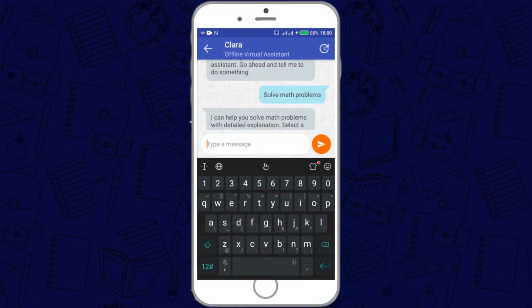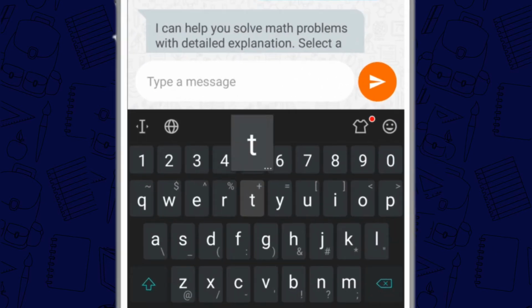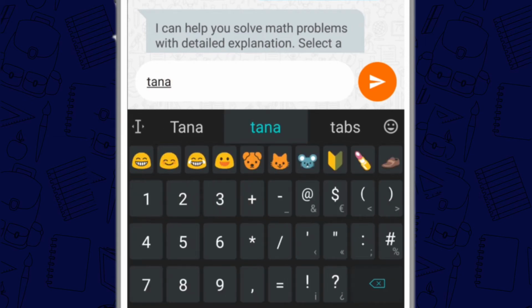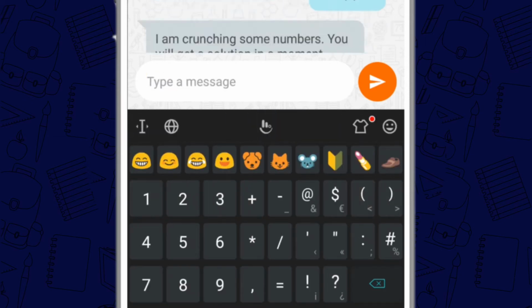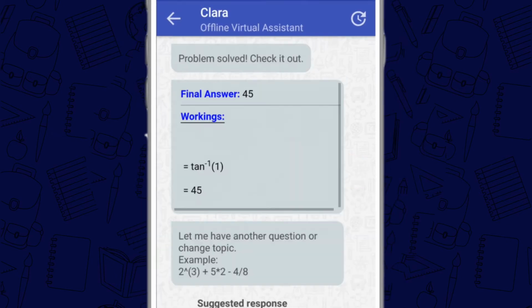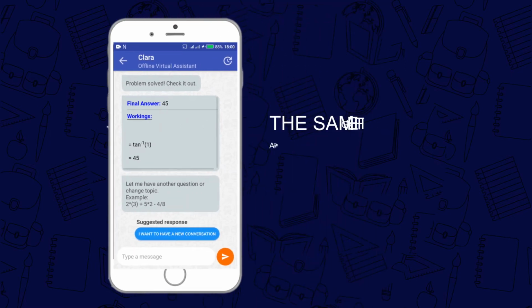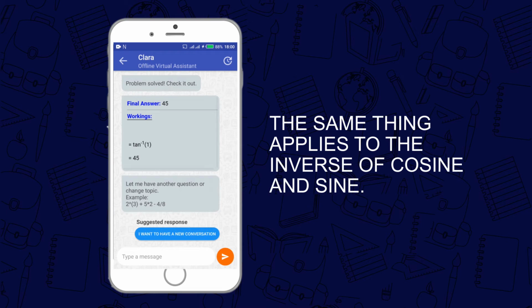Inverse tangent. To indicate the inverse of tan, add a to the end of the word tan. For example, inverse tangent 1 will be typed as TANA open bracket 1 close bracket, which is 45. The a added here means inverse. The same thing applies to the inverse of cosine and sine.